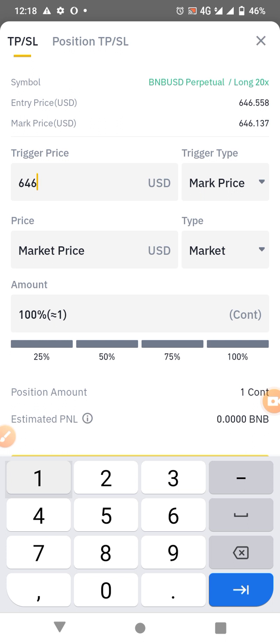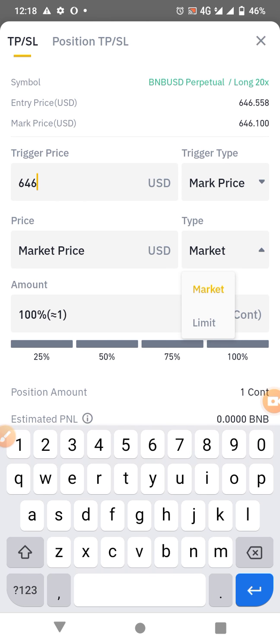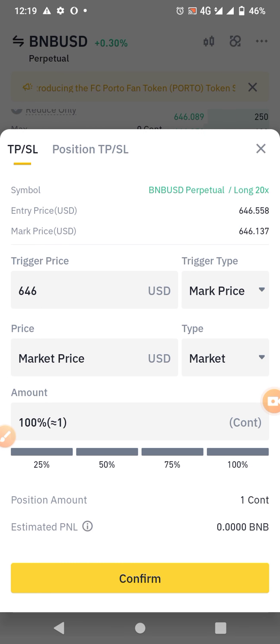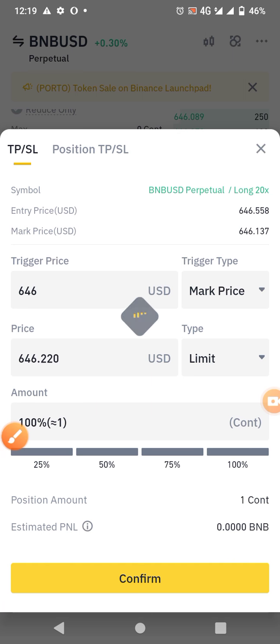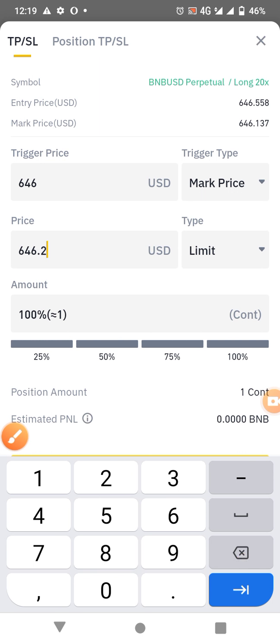Give me my money. The trigger type should be our market price, and this order type should be at the limit. You'll be able to edit it. And make sure the price is the same with this. These two are the same.